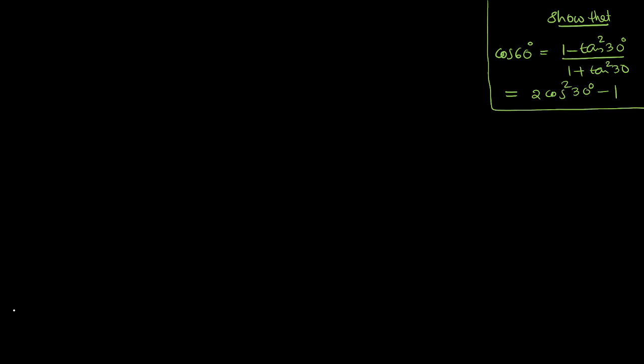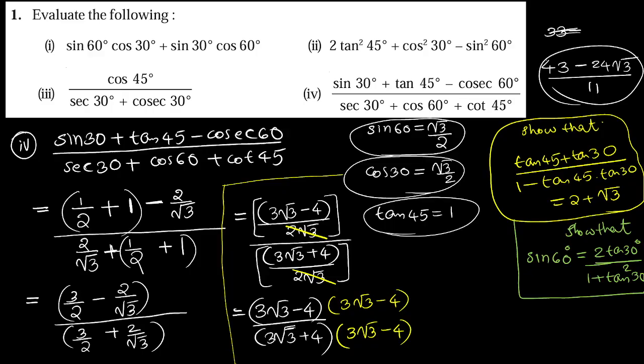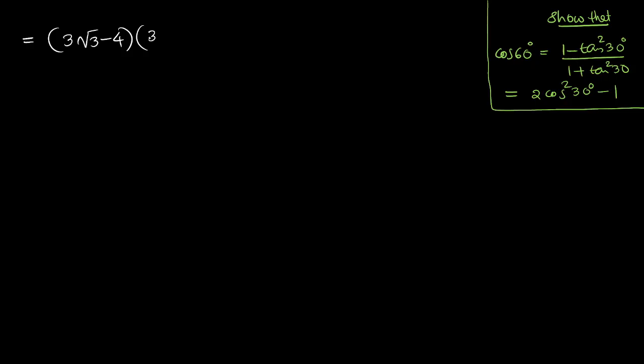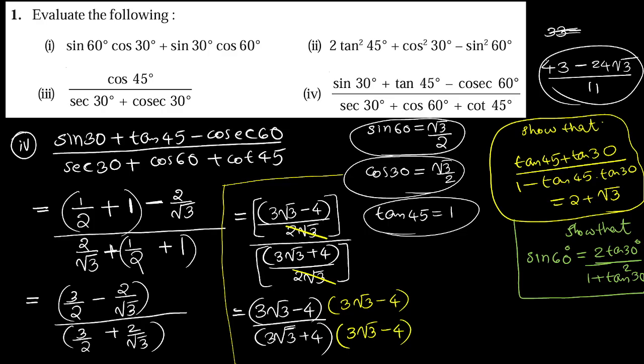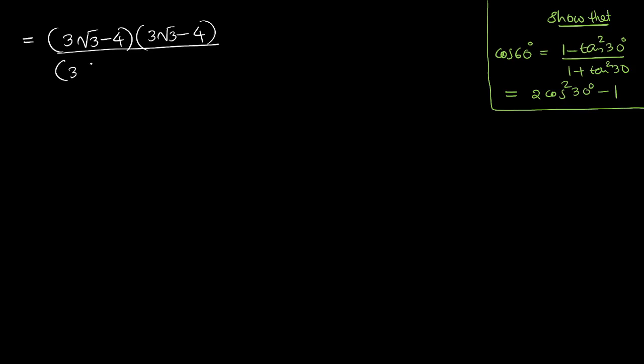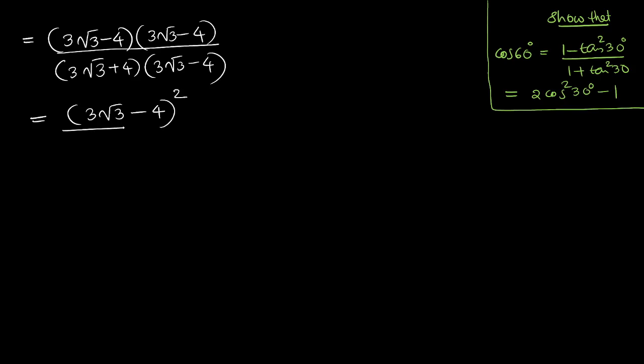Others, please listen. Let me complete the solution. Let me copy the last step. 3 root 3 minus 4 into 3 root 3 minus 4, divided by 3 root 3 plus 4 into 3 root 3 minus 4. Don't leave the class, let me complete it. The numerator you can write as 3 root 3 minus 4 whole square.